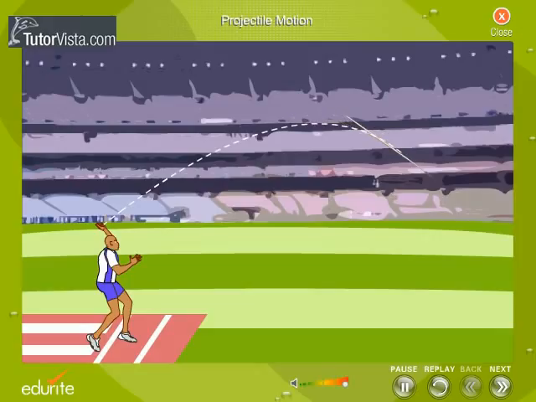Such objects like the javelin, which move along a path determined by gravity and air resistance, are called projectiles. The path followed by a projectile is called its trajectory.